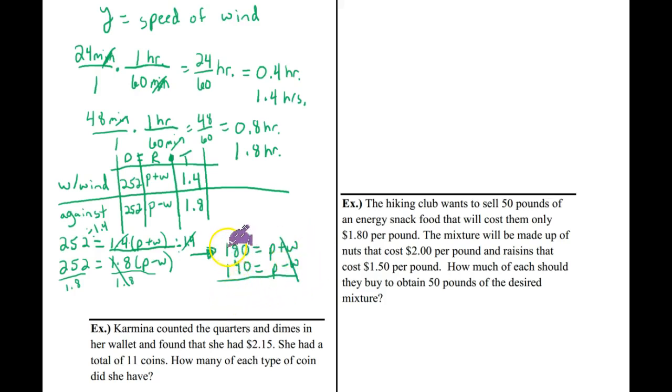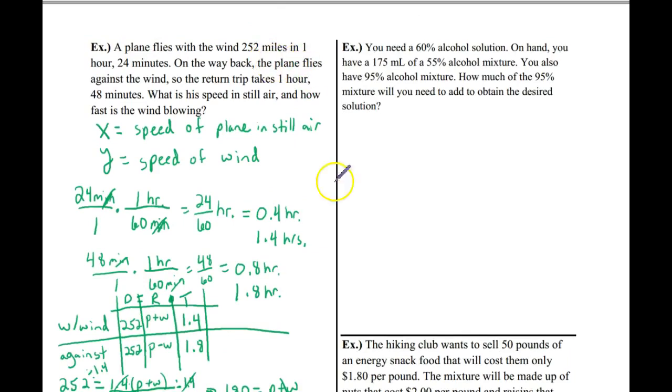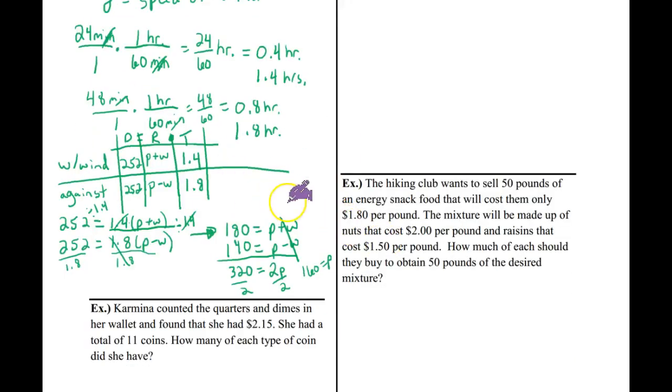I look at what's left. 180 plus 140 is 320. And a common mistake I see is students just want to write P, but it's 1P plus 1P, which is now 2P. Divide both sides by 2. The speed of the plane is 160. The units on that, because we were talking about hours and miles, would be miles per hour.